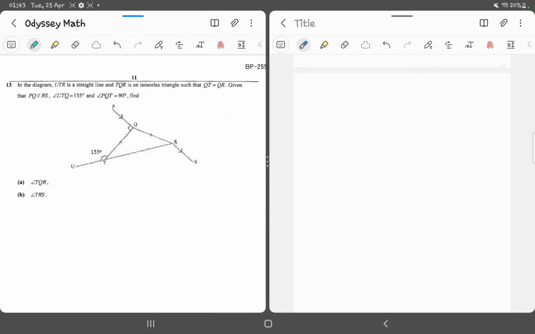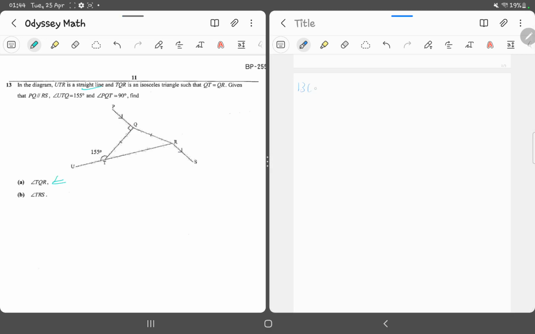Let's try question 13 on angles. In the diagram, UTR is a straight line and TQR is an isosceles triangle such that QT equals QR. Given that PQ is parallel to RS, angle UTQ is 155 degrees and angle PQT is 90 degrees, find angle TQR.